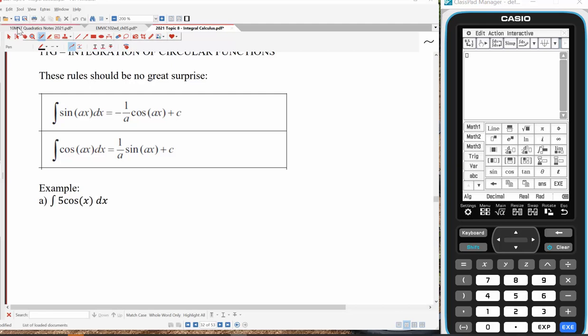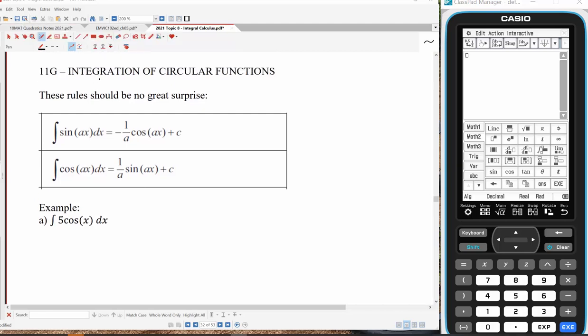The last function that we need to work out how to integrate or find an antiderivative for are circular functions or trig functions. So let's just quickly go through how the rules come about. So let's focus on this one first of all. If f of x equals sine x, then f dash x, we know from calculus, equals cosine x.